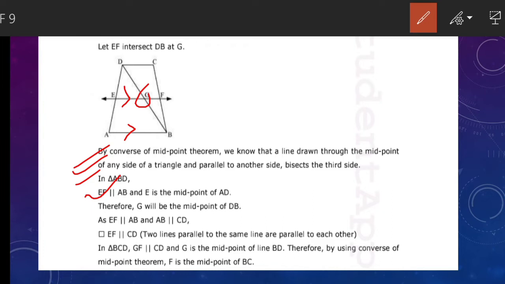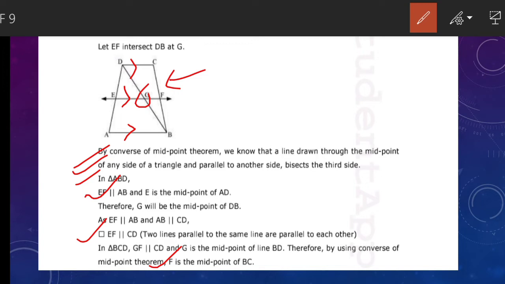Now EF is parallel to AB and AB is parallel to CD. So we can say that EF is parallel to CD. So these two lines are again parallel to each other. Now we will consider the right hand side triangle, that is BDC. Here GF is a line which is parallel to CD, and G is a midpoint of BD, that we have already found out just before. Therefore, using converse of midpoint theorem, we can say that F is a midpoint of BC.